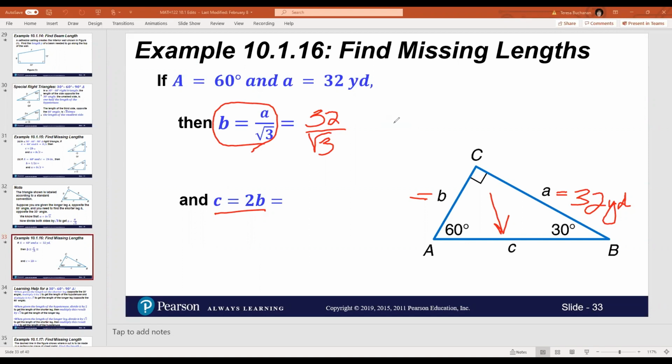Instead of multiplying by square root of 3, you'd be dividing by the square root of 3. So this B distance is 32 divided by square root of 3. That's the shortest leg. So C is twice that, 64 over square root of 3 in this case.